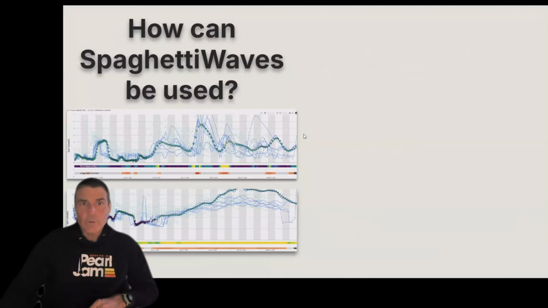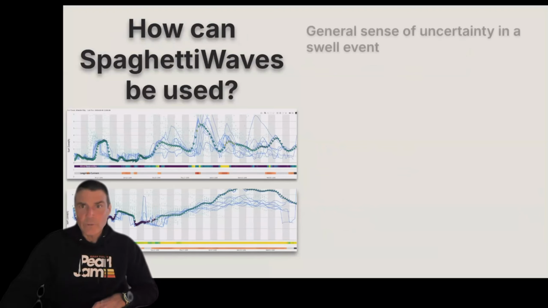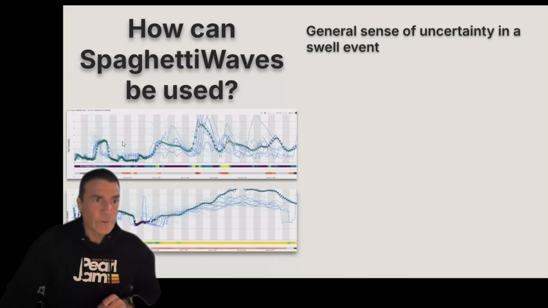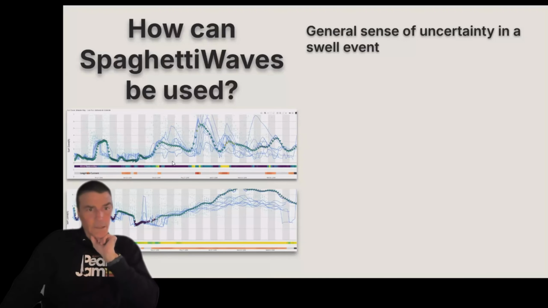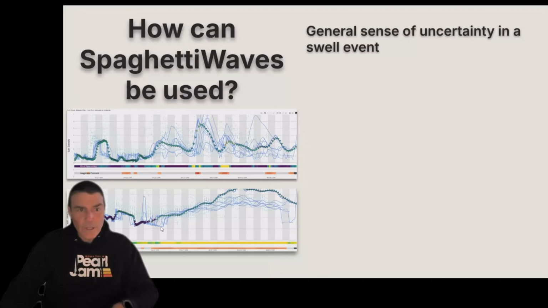Okay, so how can spaghetti waves be used? There's a number of ways to interpret this, and I'll go through a couple of these. In a general sense, as I already indicated, you get a sense of uncertainty in any swell event. I have a couple examples here. I think one is Atlantic City with Ben Gravy's local. And the bottom one here is actually Barbados, where I'm going to go in a couple days. So this is of high interest to me.